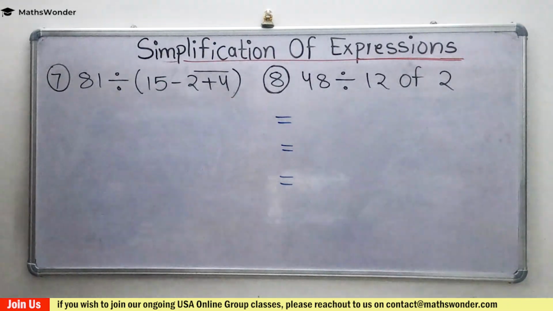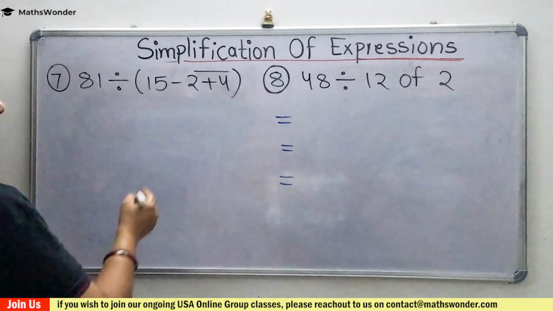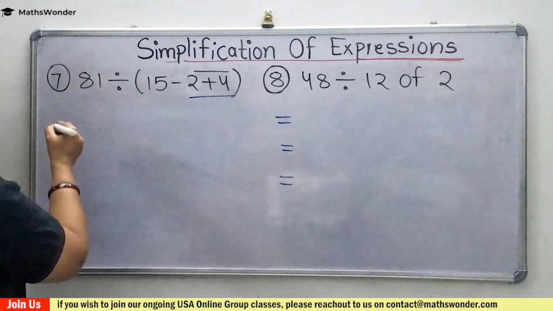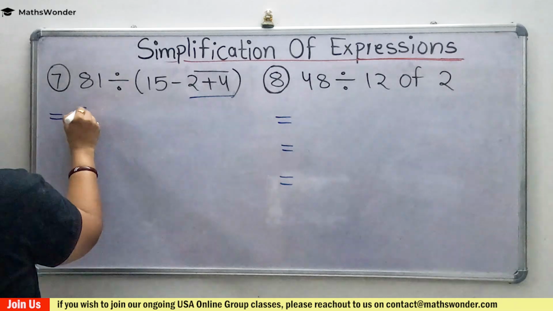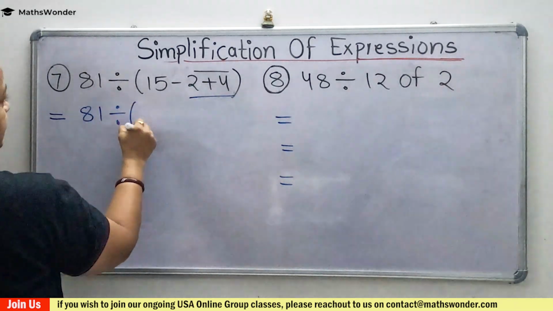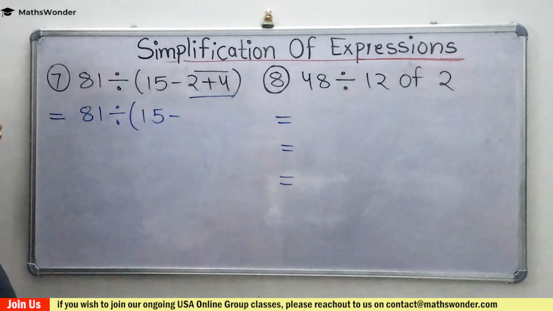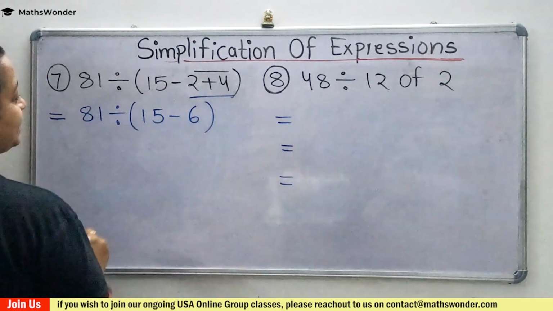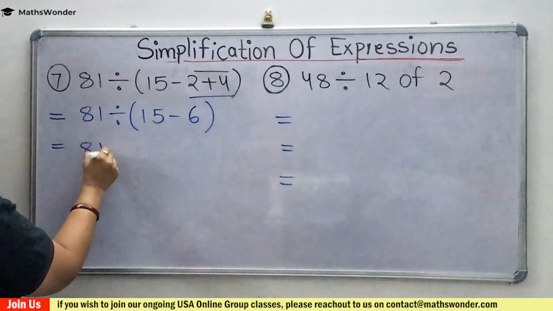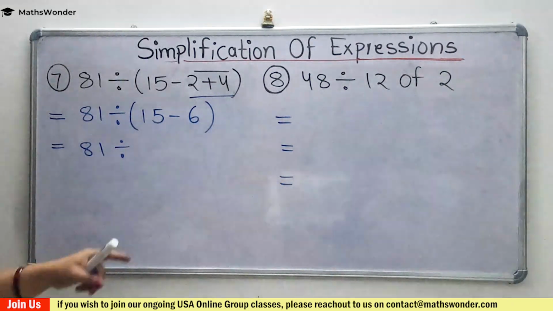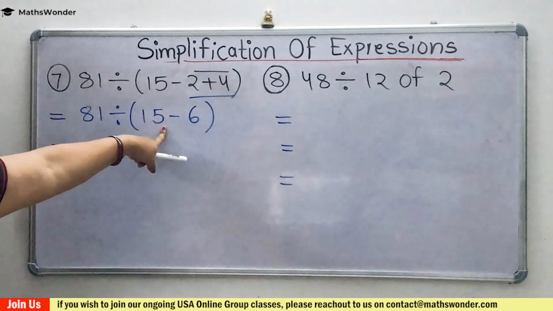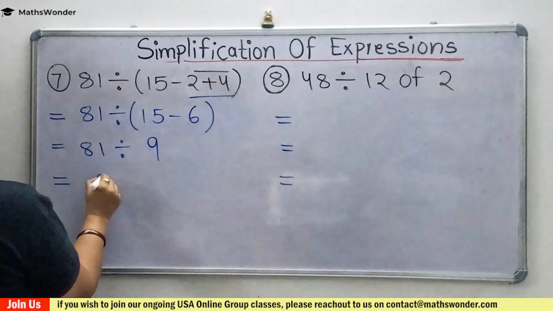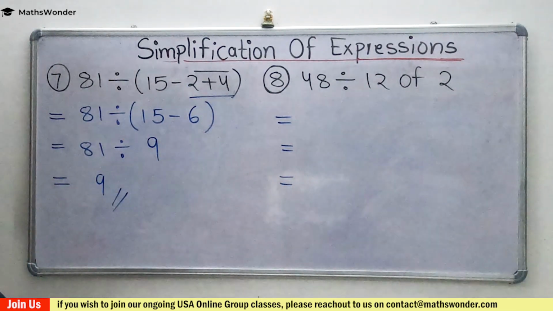Now, in this question, first we will find this part, because here is the vinculum and line parenthesis. So we'll solve this part. Remaining you will write as it is. So 15 minus 2 plus 4, 2 plus 4 will be 6, sorry. So this is this, right? Now 81 divided by, again you will find this parenthesis first. So 15 minus 6 will be 9. And 81 divided by 9 is 9 only. So your answer is 9.